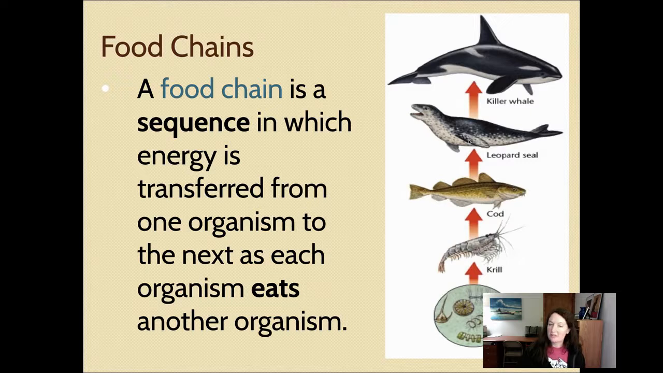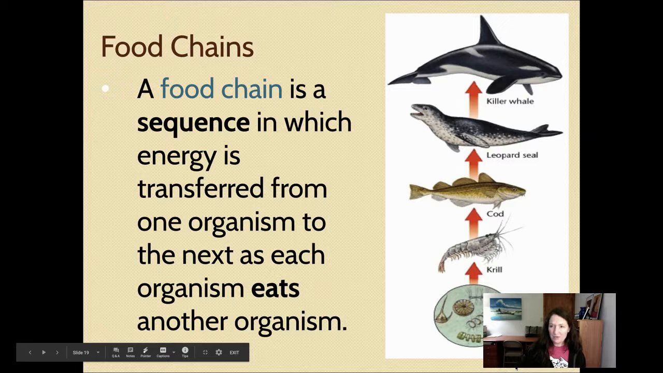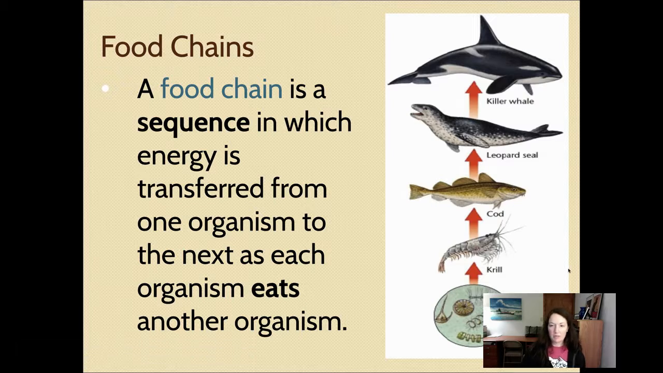But again, remember, it's not the same amount of energy. It's a smaller amount. Finally, by the time the killer whale eats the leopard seal, there's a lot less energy available to feed that killer whale. So you usually have a lot more organisms at the bottom than you do at the top because they get their energy directly from the sun here at the bottom, while the organisms further up have to eat and get less energy from the ones that they eat.